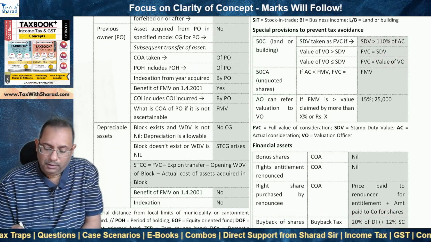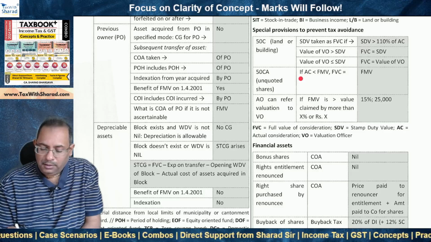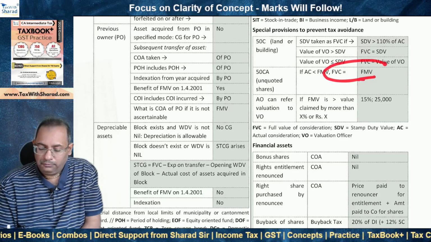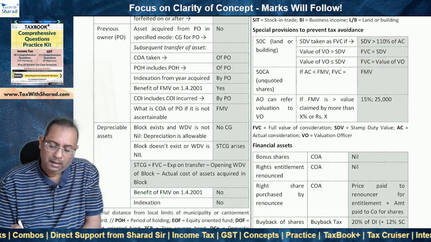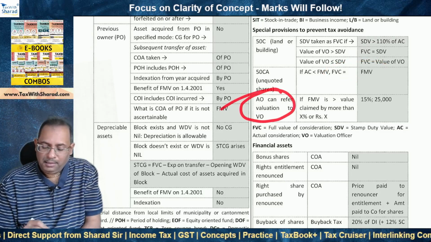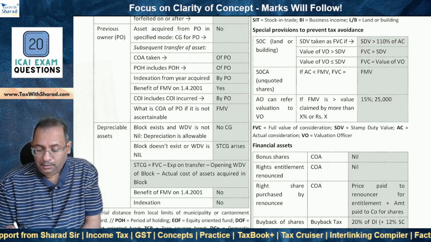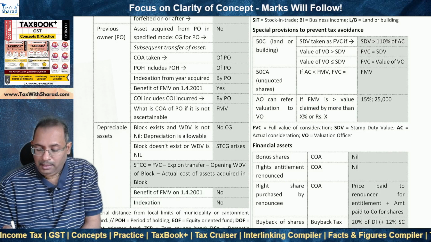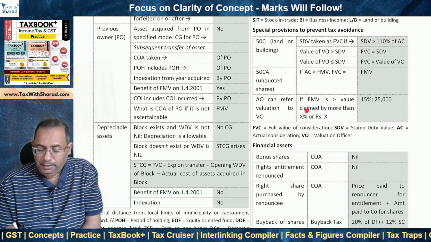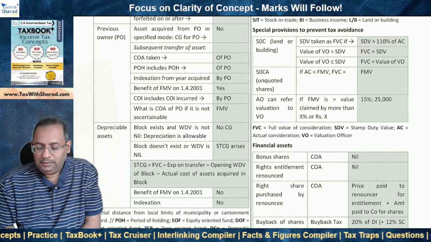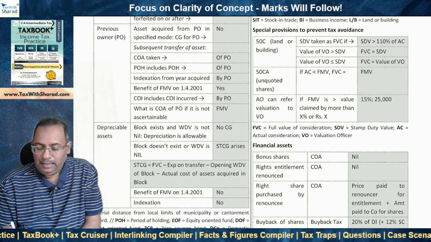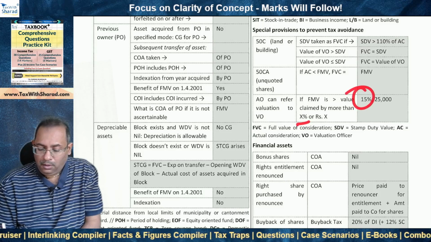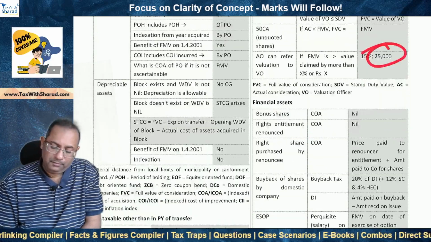50CA applies to transfer of unquoted shares. If actual consideration is less than fair market value, then fair market value is considered to be the full value of consideration. Now, the AO can refer valuation of a capital asset to the valuation officer if the fair market value is more than the value claimed by the assessee by more than 15%. That means if the fair market value is more than the value claimed by more than 15% or rupees 25,000.